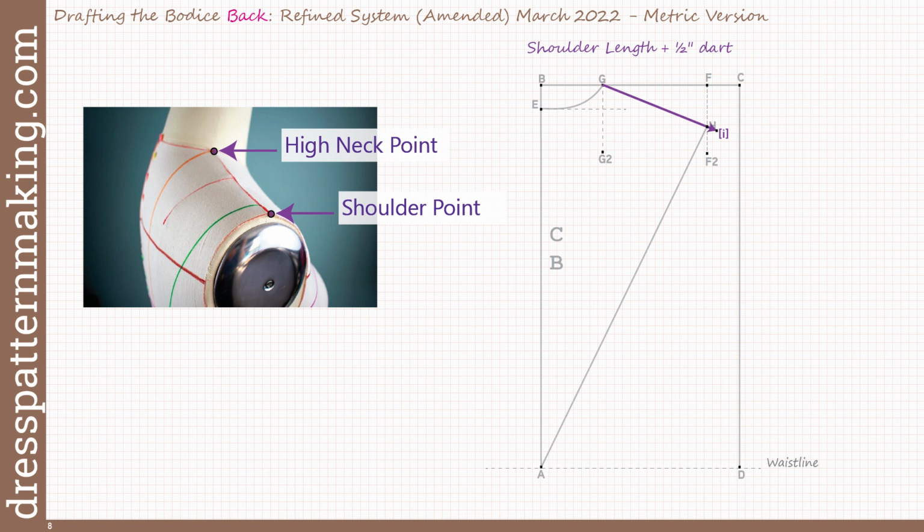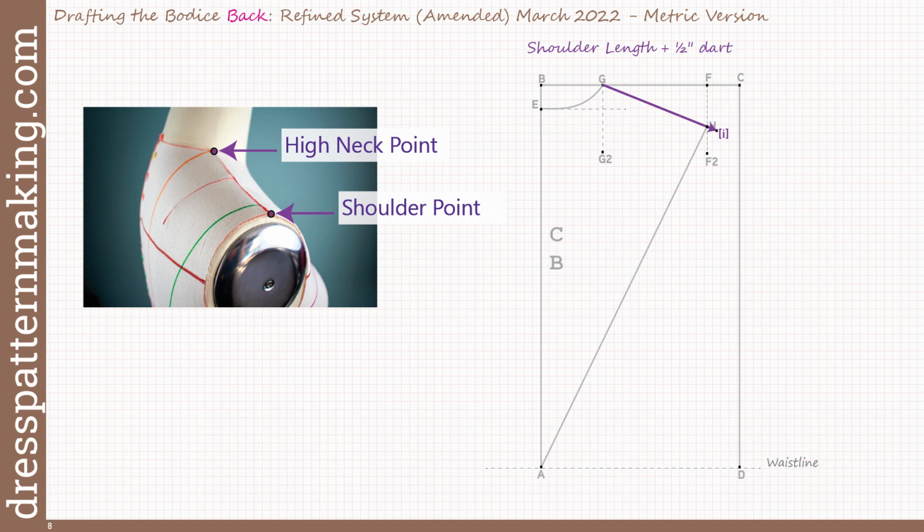The next measurement is the shoulder length, measurement number 8 on the chart. Take your shoulder length measurement and add 1¼ centimetres for a dart. Using that total, shoulder length plus dart amount, draw a line from point G at the neck to pass through point H, the shoulder slope point, and mark the end of that line, point I.